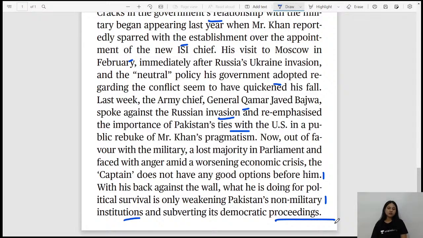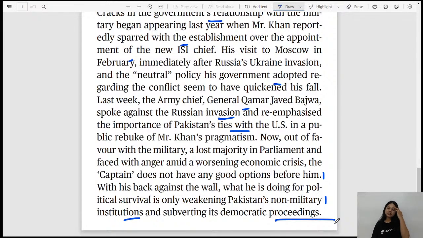Okay, you want to bring a no confidence motion against me? I don't care. I'll buy the speaker. I'll tell him to dismiss the motion. Okay, you want to vote further against me? I will dissolve the assembly. So what is happening in a country which already has a history where military has always been stronger than the democratic institutions? Imran Khan's actions are further making these democratic institutions weaker. This is the biggest blow.